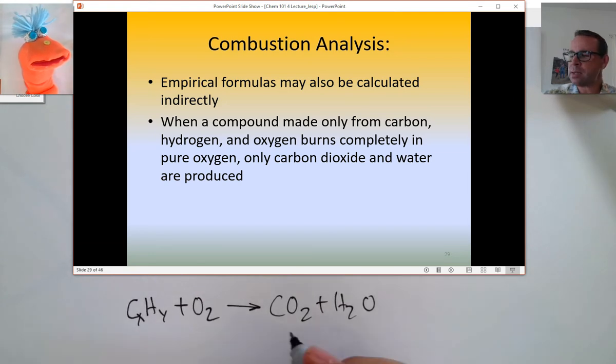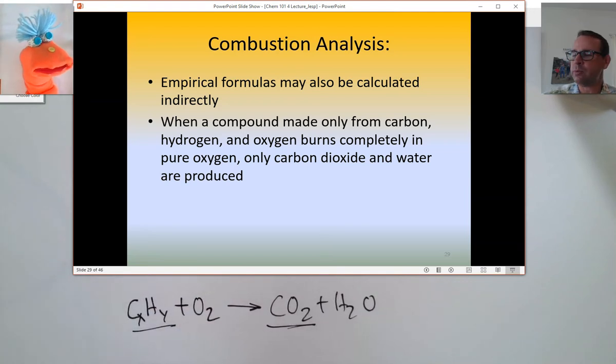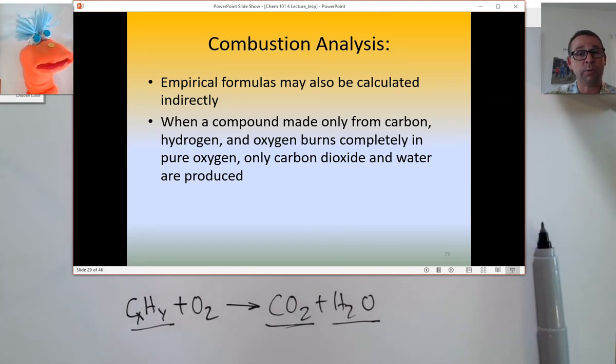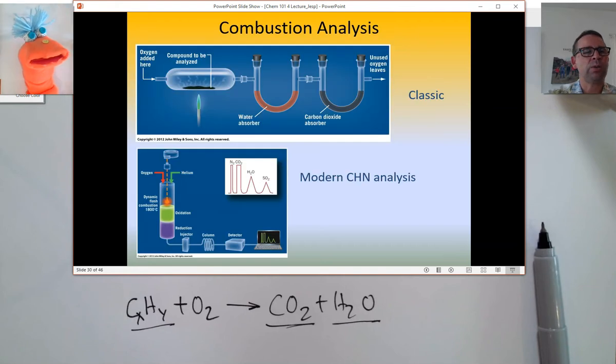And the neat thing about this is the amount of carbon dioxide relates to the amount of carbon that you had in your empirical formula or your chemical to start with, because all of the carbon here was from here, and the same thing is true of the water. All of the hydrogen here ended up in your water, right? So if I can measure the amount of carbon dioxide, I can know how much carbon I must have started with. If I can measure the amount of water, I can know how much hydrogen I must have started with. And if I know the amount of carbon and the amount of hydrogen, then I can get the empirical formula, right?